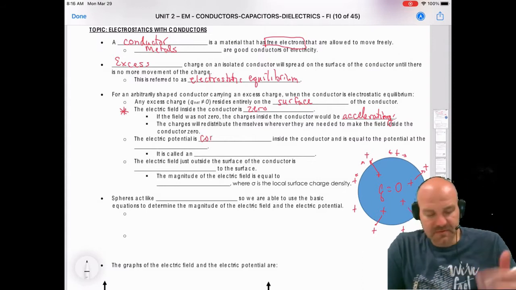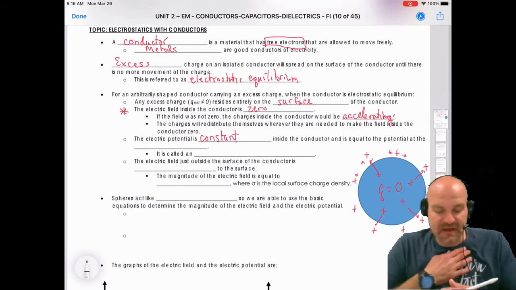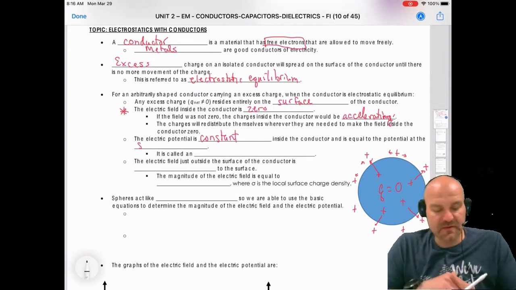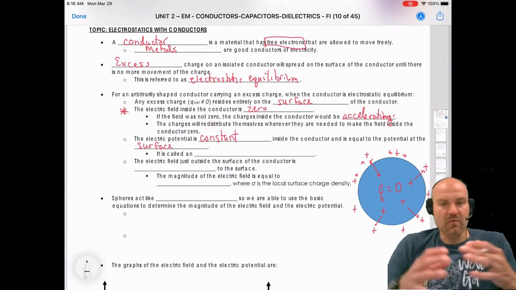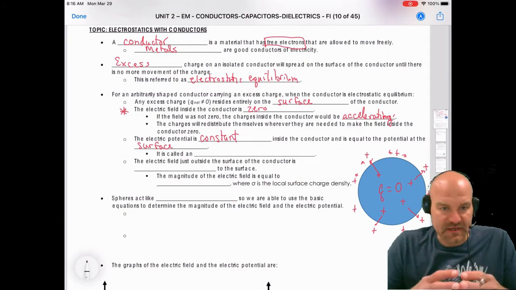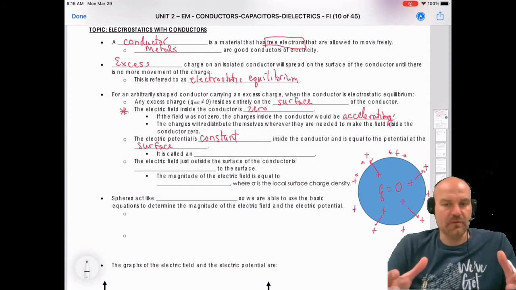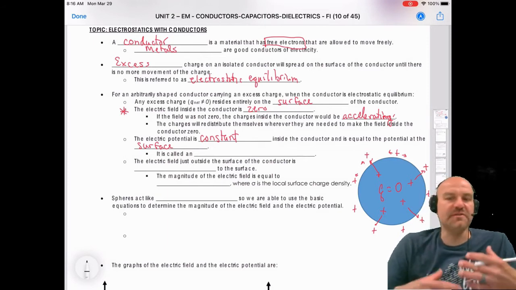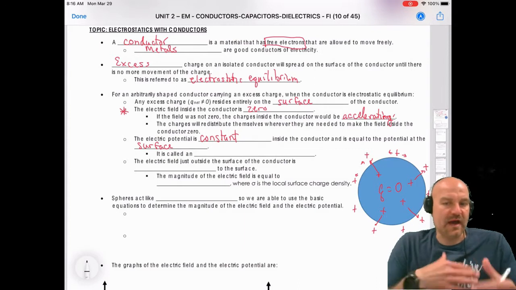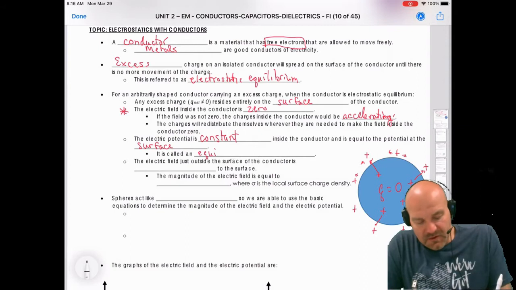All right, now the electric potential will be constant inside the conductor, and it's equal to the potential at the surface. And so that's just telling us that whatever voltage is given to this conductor, it's the same throughout. Okay, and again, if there was a potential difference, that means you would have charges flowing around in there. Okay. So this is what we call an equipotential surface.